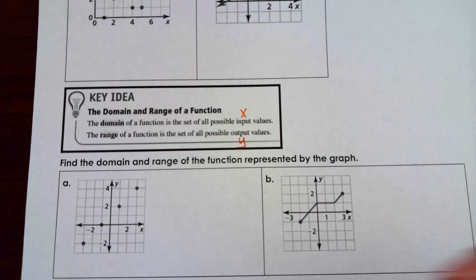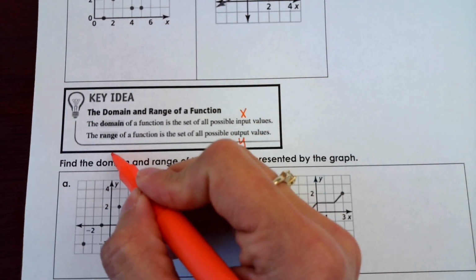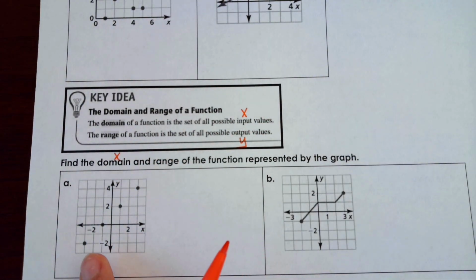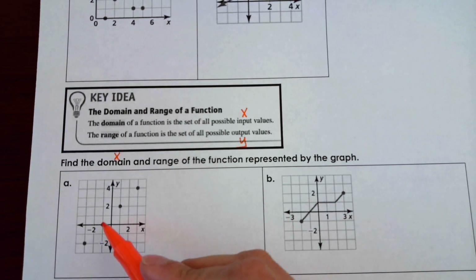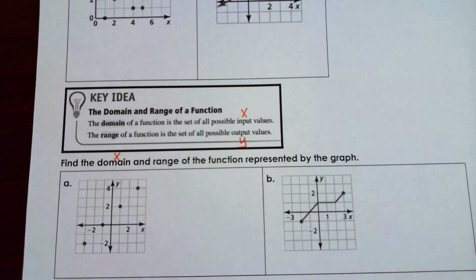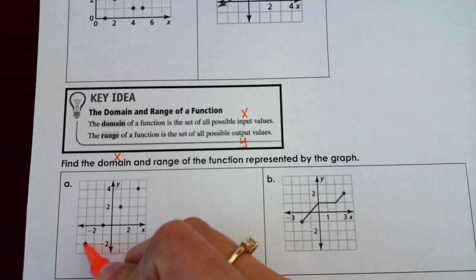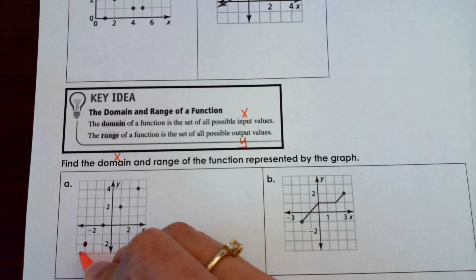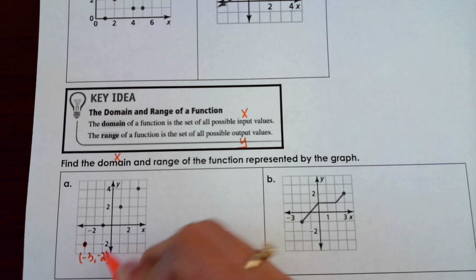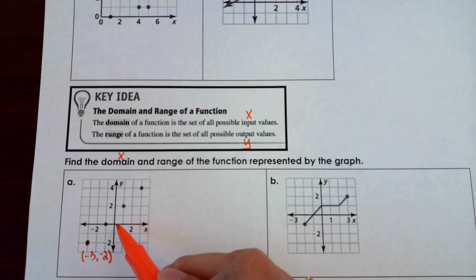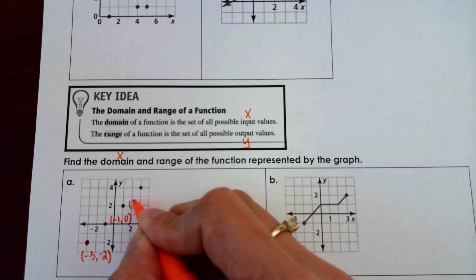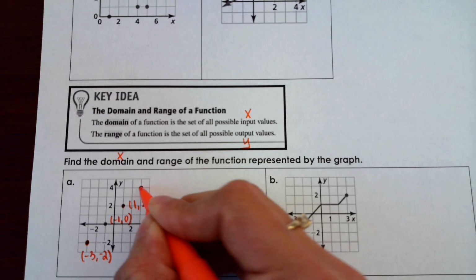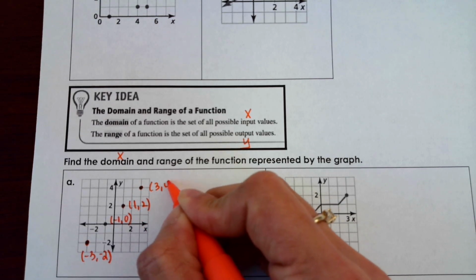So the domain, remember, we defined it up here, are all the possible x values. So if you are given a graph that has specific points, then what I would do is label those ordered pairs by their x value and their y value. If we look at this first point here, that ordered pair is -3, -2. Then over here we have -1, 0. Then this one is 1, 2. And then this last one here is 3, 4.